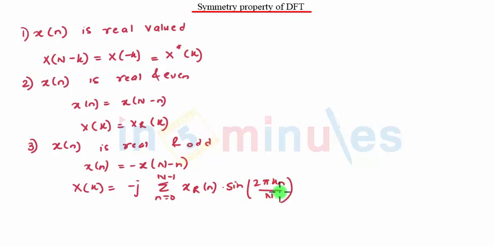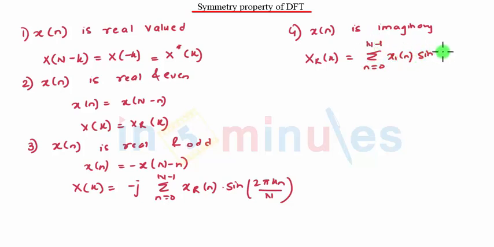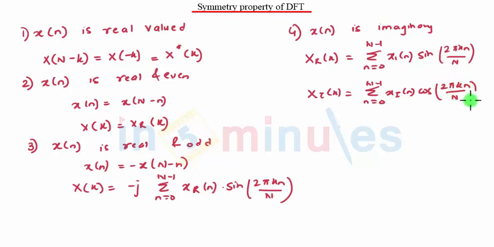And finally, when x of n is imaginary, then as the real part will be 0, we get X R of k is equal to summation n equals 0 to capital N minus 1 x I of n sine 2 pi k n by capital N. And similarly, X I of k is equal to summation n equals 0 to capital N minus 1 x I of n cos 2 pi k n by capital N.